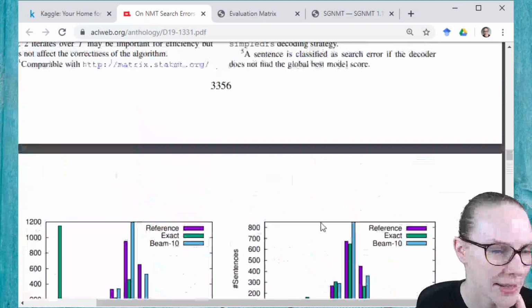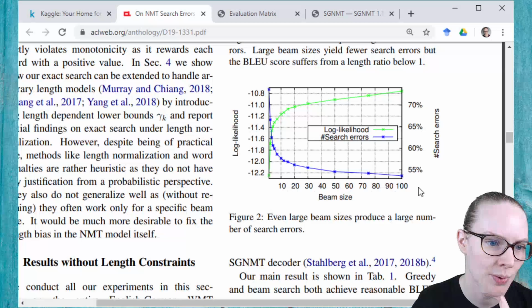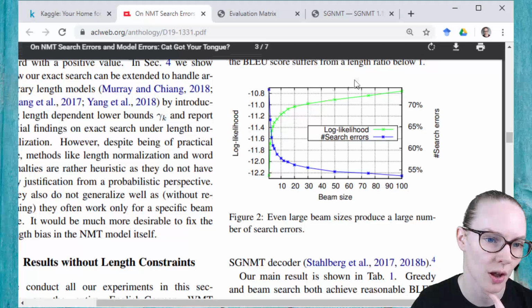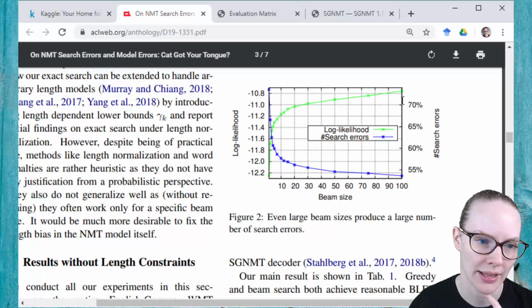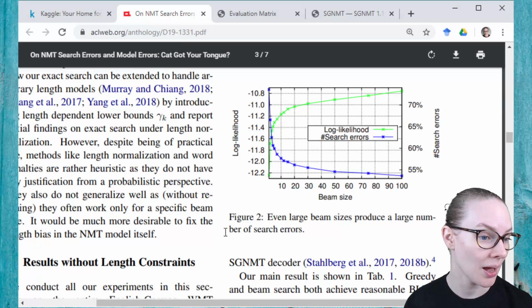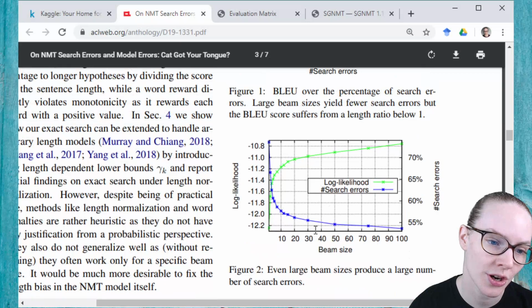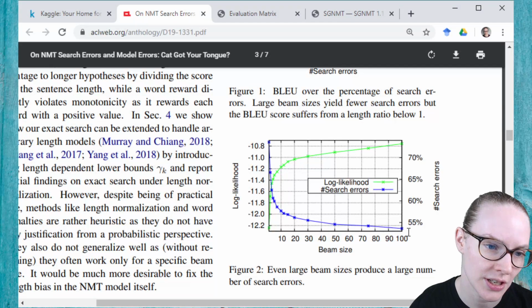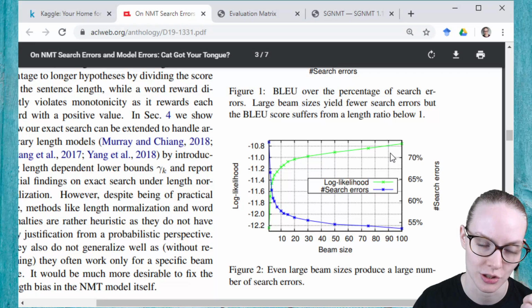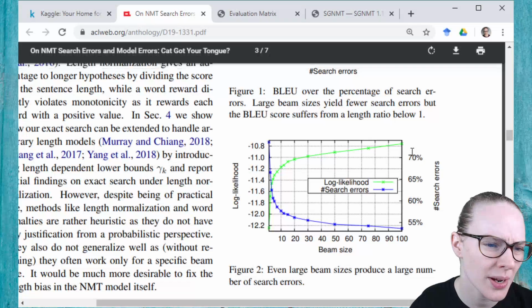All right, and that's Figure 2, which we haven't actually looked at yet. So here is beam search, here is log likelihood. So log likelihood is the score for the top candidate, I'm guessing. So as beam search increases, search errors decrease, log likelihood, so the score, increases. The search errors also increase?